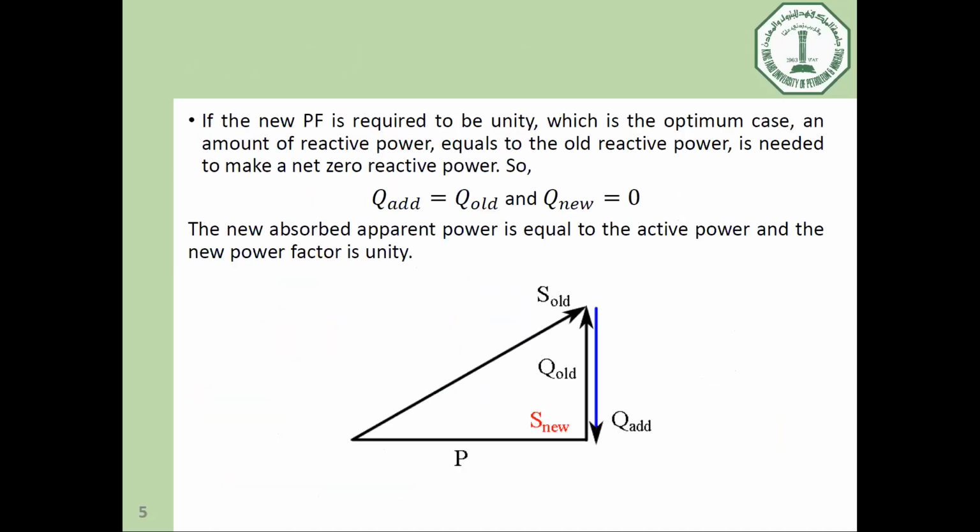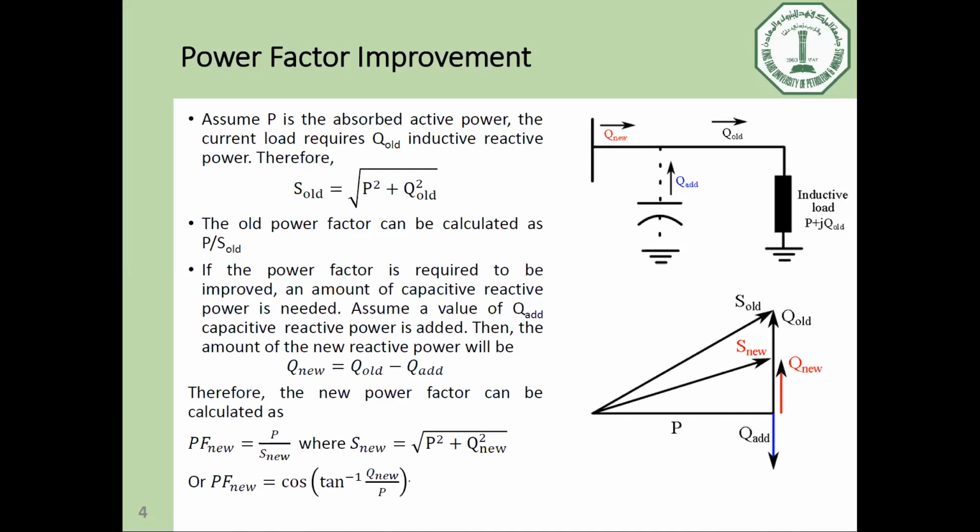Doctor, please. Do Q old and Q add have the same sign? In the previous example here, we said it's different. So why do we write Q new equals Q old minus Q add? Should it be plus? When can we add reactive powers together?